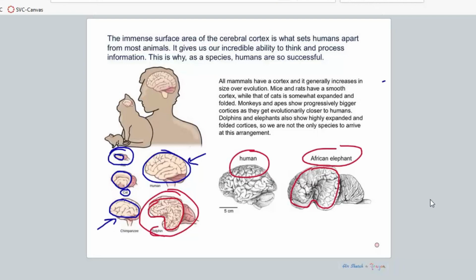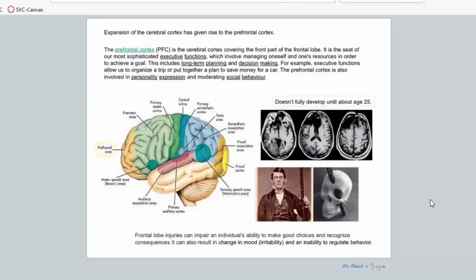What this folding has really allowed for is some really specialized areas of the brain, of the cerebral cortex, and one of those areas is called the prefrontal cortex. So first of all, this is all frontal lobe, and all of this area of the frontal lobe is pretty much involved in skeletal muscle control, but then you have this area up front in the anterior region, and this is called the prefrontal area, or the prefrontal cortex.